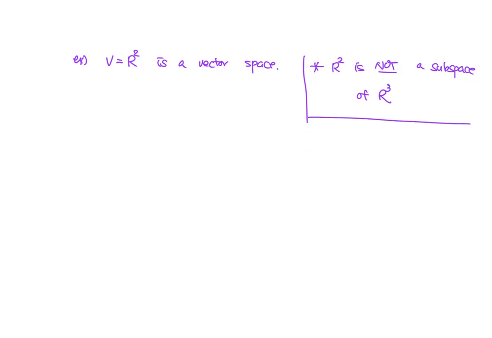Now, given this R2, which is a vector space, if I consider, say, H, which consists of 2 vectors with 2 components in R2, such that, for example, X times Y is non-negative. If I consider this a set, is H a subspace of R2? Is H a subspace?